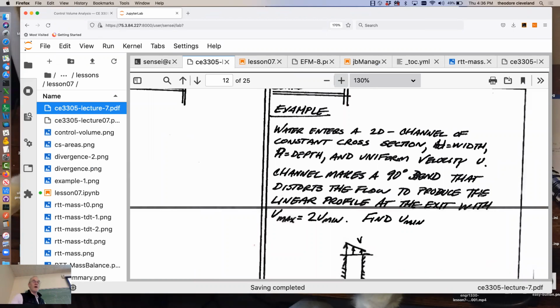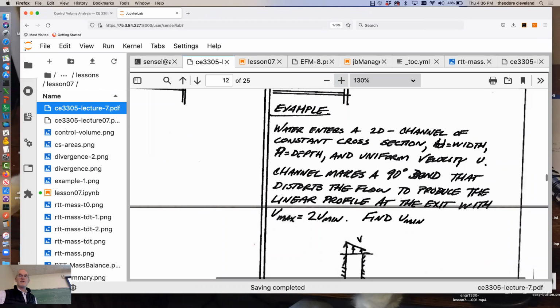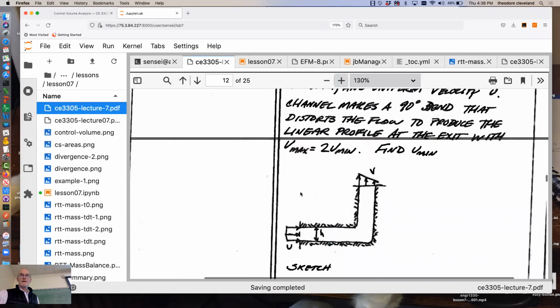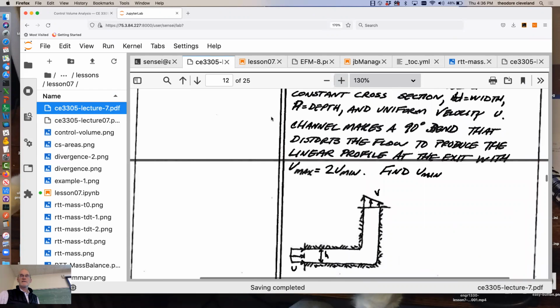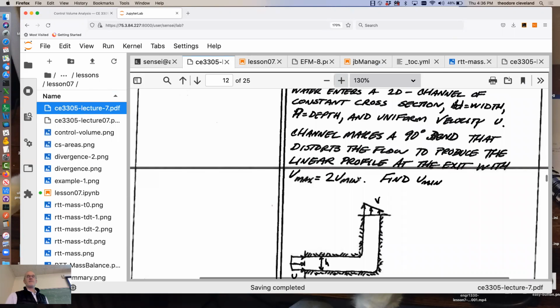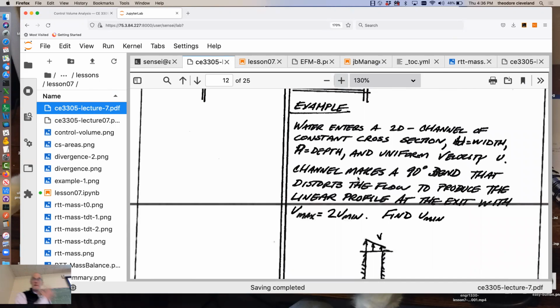So let's suppose we have water entering a two-dimensional channel of constant cross-section, a width of h and a depth of d and uniform velocity. So it's entering here, everything's uniform. So all those little arrows are the same length. And as it goes through this channel and it takes a bend, when we look at the other end, at the outlet, the velocity on the inside of the turn is a little bit bigger than on the outside of the turn. So that might actually be realistic, although it's not going to follow these formulas at all exactly, but it's a good place to start.